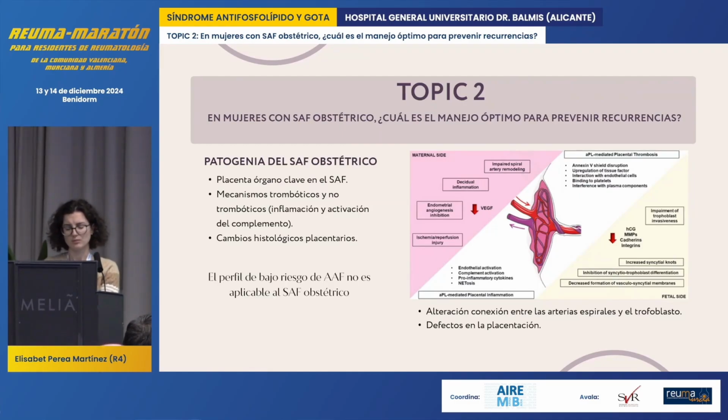Additionally, I also just want to mention that although the stratification of the high-risk antibody profile can be applied to patients with SADI, this is not the case for the low-risk profile, as it is not. In reality, these patients would have a higher risk than what that antibody profile would suggest.